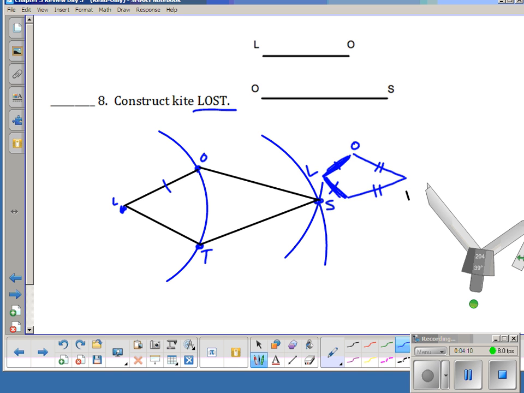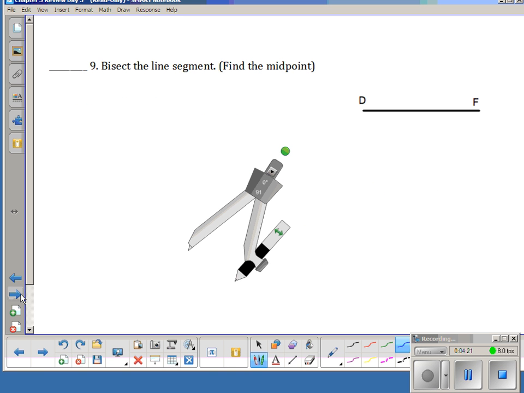Now what I know is that LO is congruent to, oops, I don't know why I did 2 marks. LO is congruent to LT, and OS is congruent to TS. Okay? All right, now I'm going to bisect a segment. You should be thinking of making the football shape.